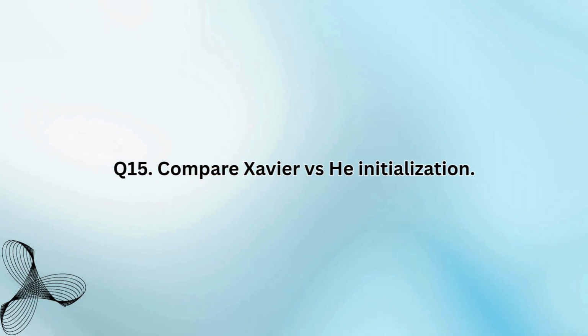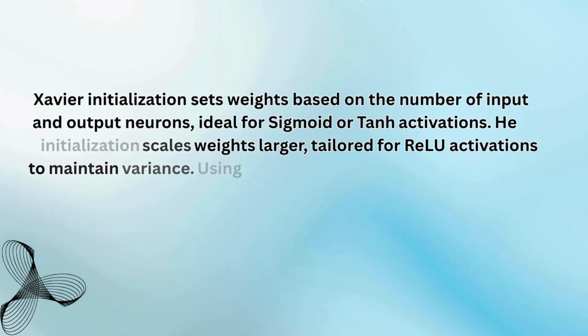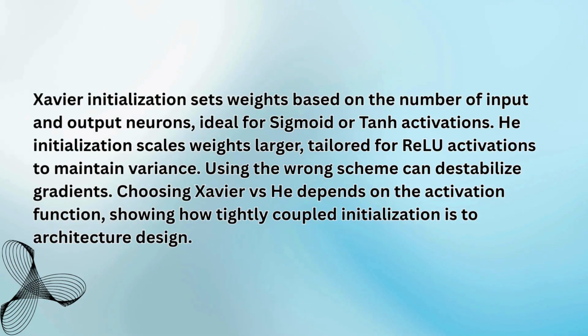Compare Xavier versus He initialization. Xavier initialization sets weights based on the number of input and output neurons, ideal for sigmoid or Tanh activations. He initialization scales weights larger, tailored for ReLU activations to maintain variance. Using the wrong scheme can destabilize gradients. Choosing Xavier versus He depends on the activation function, showing how tightly coupled initialization is to architecture design.